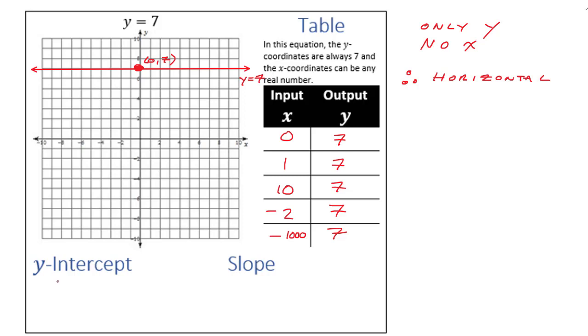The y-intercept, well, the y-intercept for this is 0, 7. What's the slope of a horizontal line? If you remember from our previous lessons, it's always 0. So m equals 0.